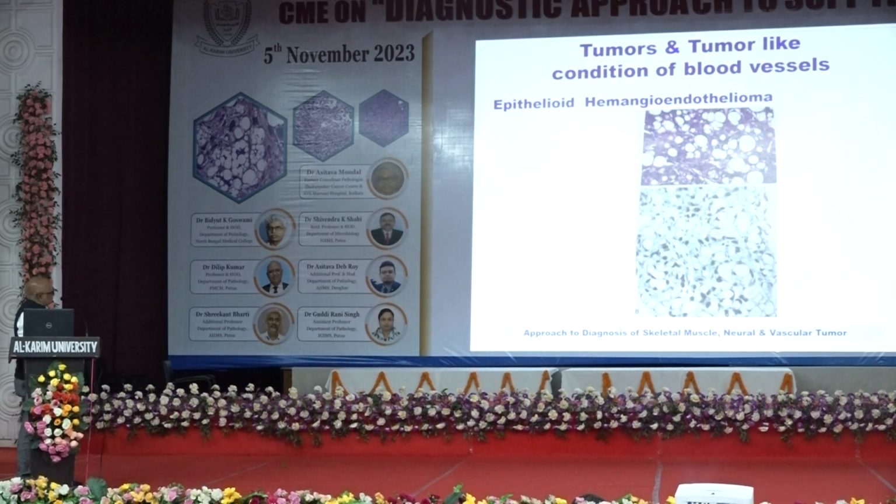See this vacuolated cytoplasm, these are the endothelial cells. You can pick it up very well in a good H&E slide, and this is the IHC, CD34. So you can report epithelioid hemangioendothelioma.